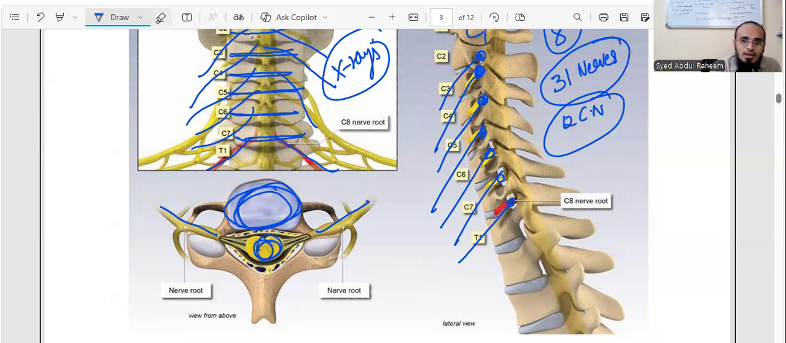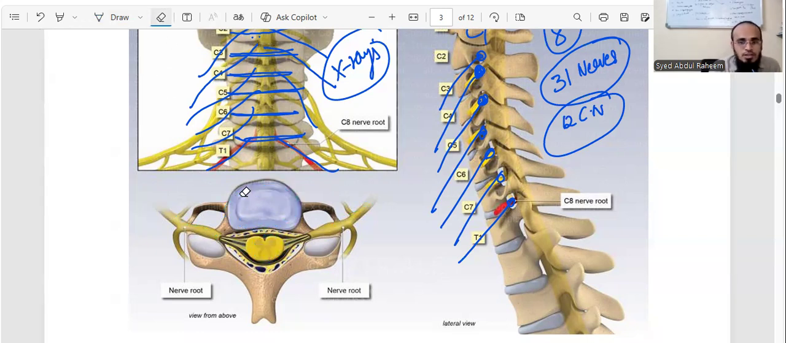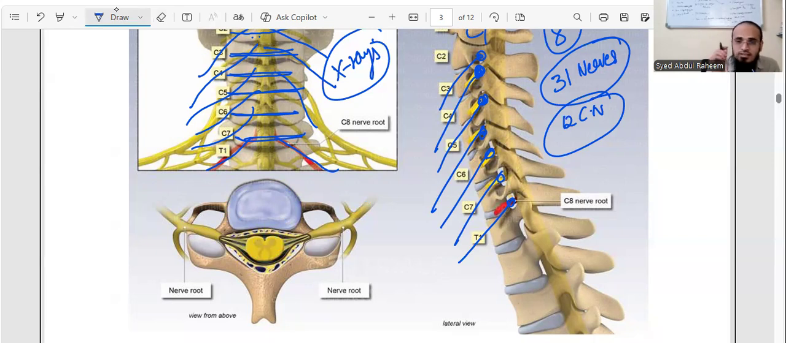So what will happen in spinal cord compression? Mostly in the cervical region. Cervical compression mostly occurs between C3, C4, C5, C6, and sometimes C6, C7. What happens is that sometimes the vertebral bone has inflammation. That is the reason it will compress the nerves. Okay, it will compress the nerves.